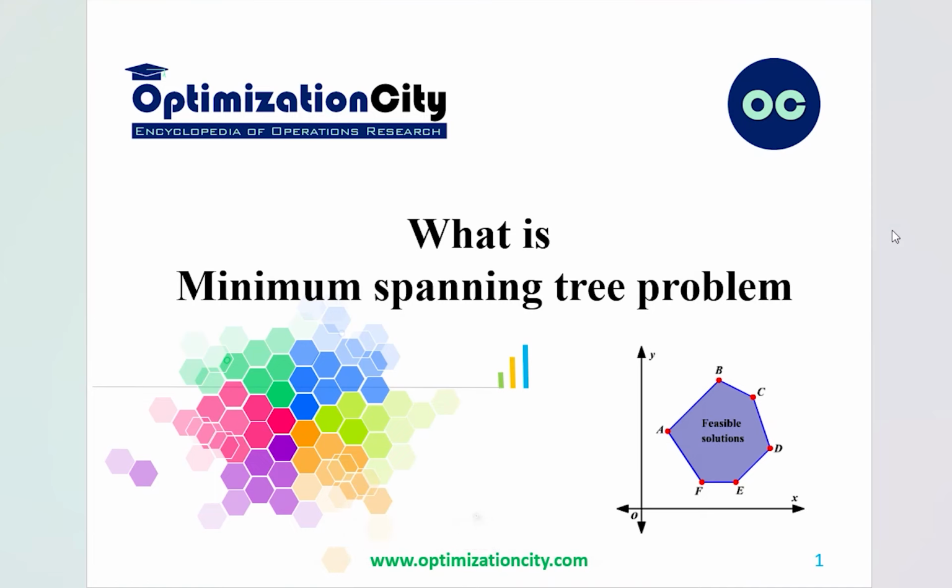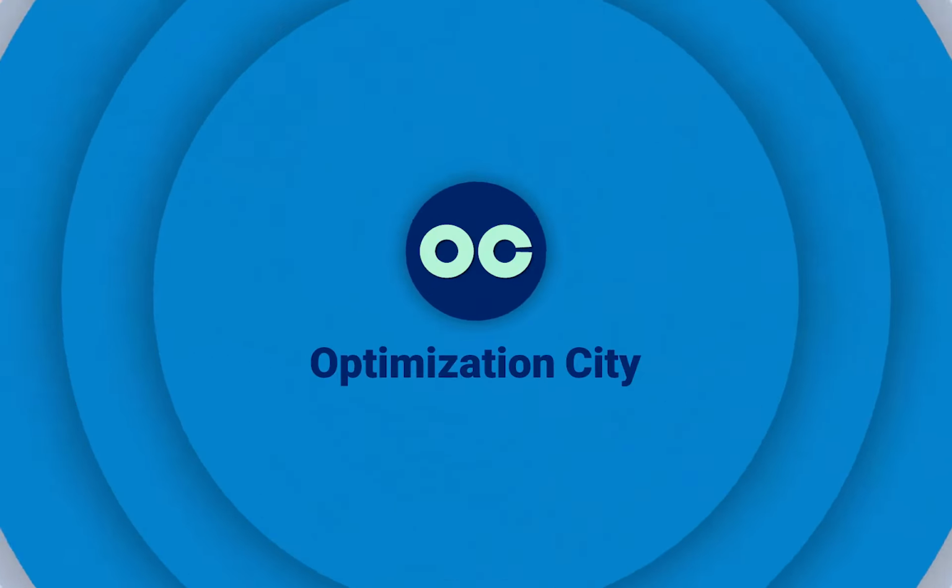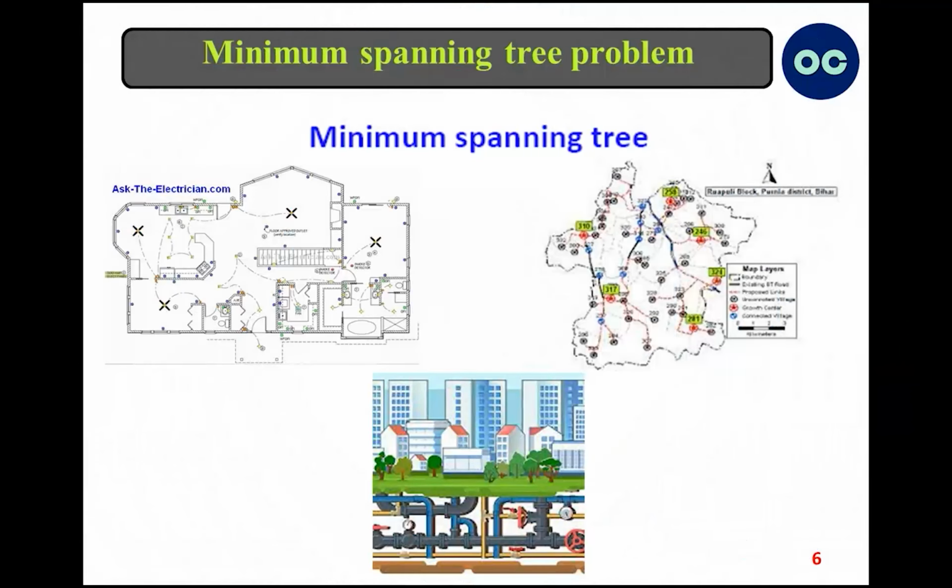In this field, we answer this question: what is minimum spanning tree problem? Let's move on. The minimum spanning tree involves connecting the different nodes in the network in such a way that the shortest distance is established. The connections between nodes are not directional.